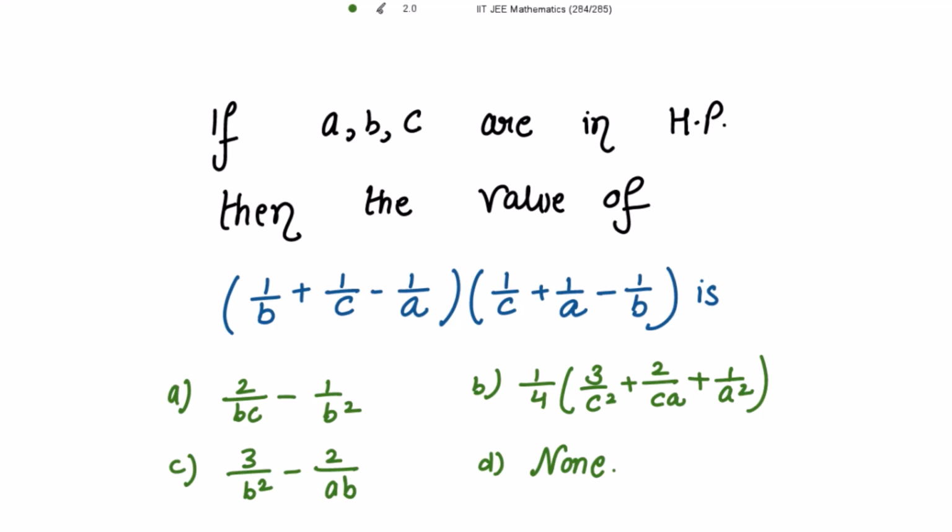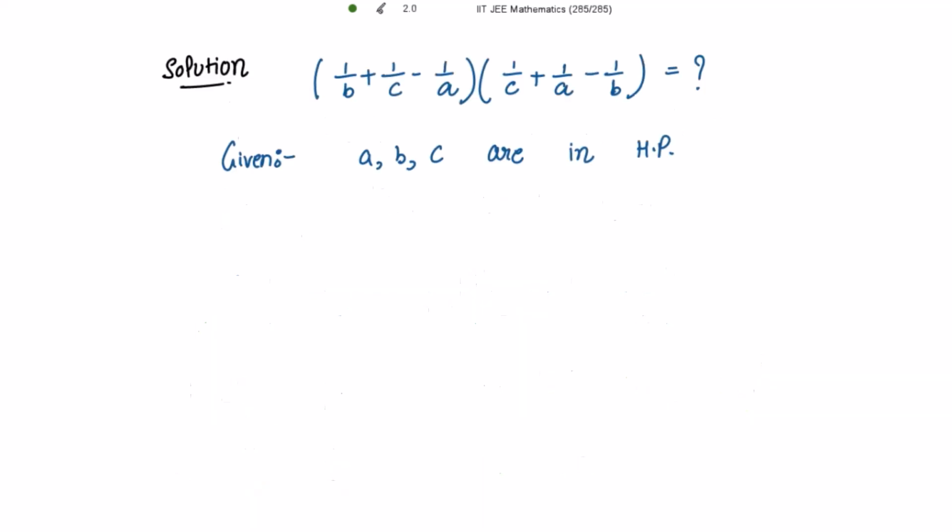This is the multiple choice question on progressions. That is, if A, B, C are in harmonic progression, then we need to find the value of this product. And these options are given to us. We have to check which option is correct. So we need to find the value of this product.